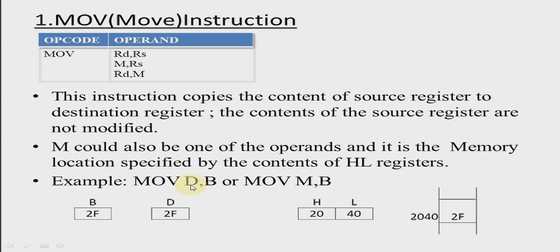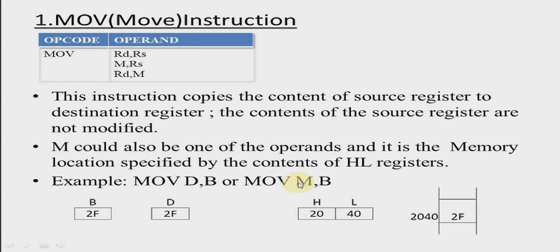The first example is MOV D, B. This instruction will copy the content of register B to register D. This clearly represents that it belongs to the first variant RD, RS. So B will become my source register and D will become my destination register. Let's take B as having 2F. Right now I have not drawn what D contains initially. Let's take it that I have no information about what D contains. So after the execution of MOV D, B, the content of B will be overwritten onto D. So D will have 2F, which is the content of B.